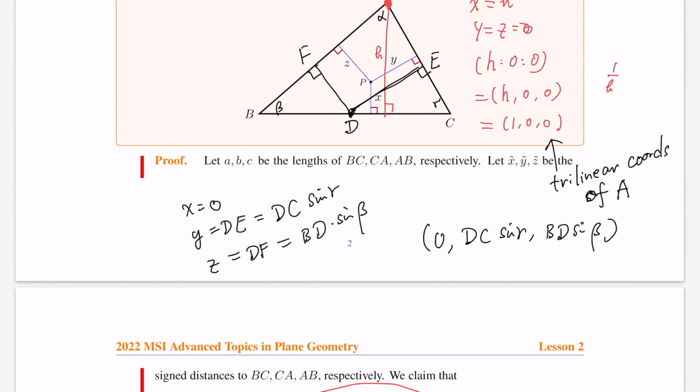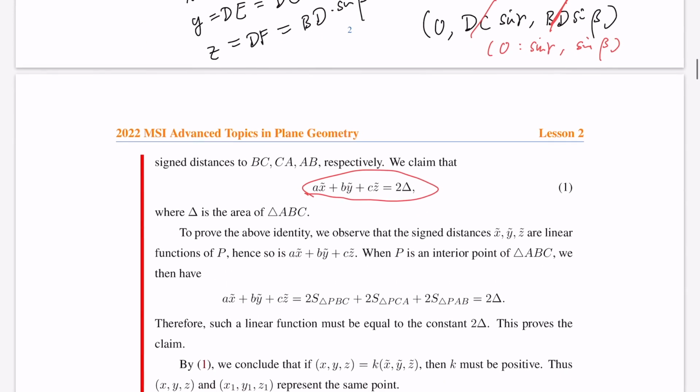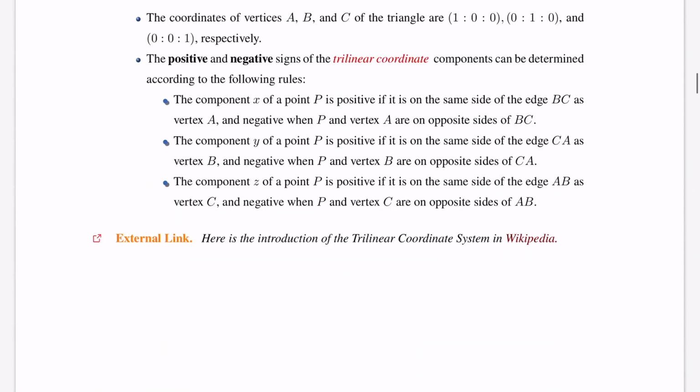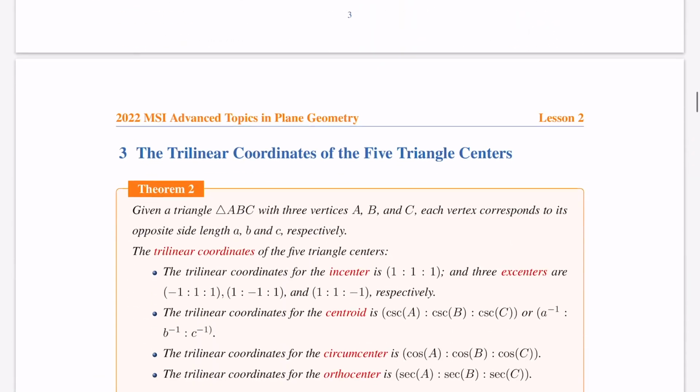But our assumption is that D is the midpoint, so DC is equal to BD. I can multiply by the reciprocal of DC and BD, basically cancelling them. So the trilinear coordinates of D would be (0, sine gamma, sine beta). Since the triangle ABC is fixed, sine gamma and sine beta are fixed numbers, so you can compute them. All right, let me skip section 2.